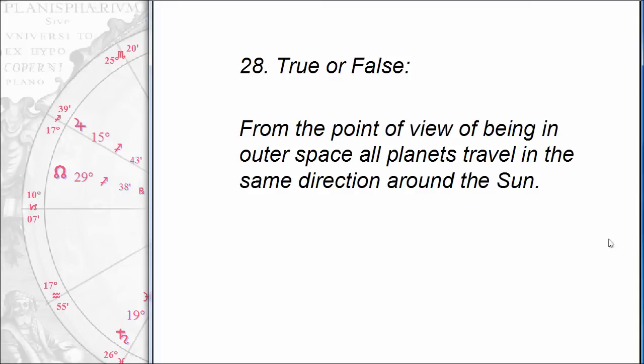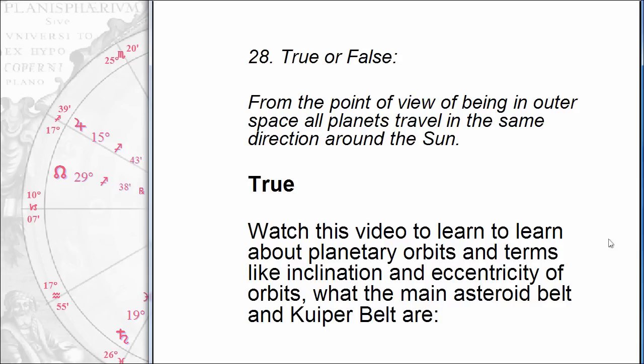First question, I think we're up to question number 28 if we're following the sequence of numbers from the first two parts of this quiz. From the point of view of being in outer space, all planets travel in the same direction around the sun. So if you're looking down on the solar system, are all the planets revolving around the sun in the same direction? Of course that's true.